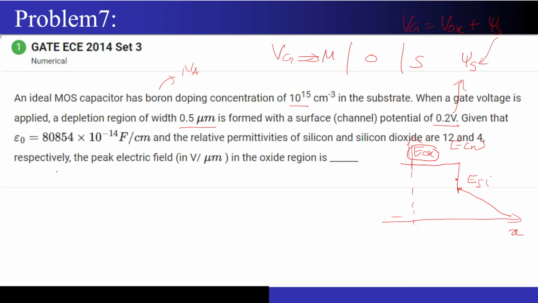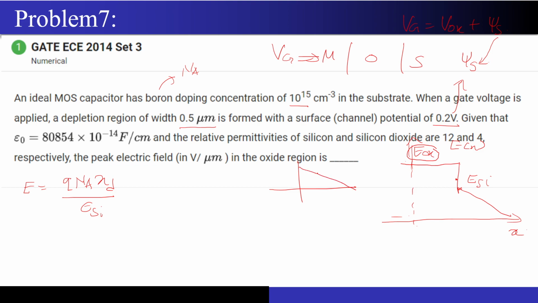We know the peak electric field formula, which we have studied in the one-sided junction as well. It is nothing but Q into Na into XD divided by epsilon S, where this depletion region is forming. That's why this should be silicon. This formula we have seen. And there is one more formula that you must know.